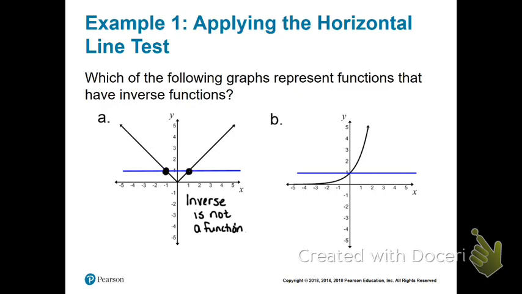Now, look at B. B, they gave us an exponential function here, and we want to know, does it pass the horizontal line test so that we can find out if its inverse is going to be a function. And so it doesn't matter which horizontal line we actually look at, okay? We'll notice that each time it only touches it once. So therefore, that means that the inverse is a function.